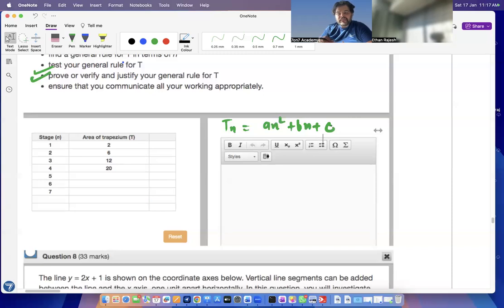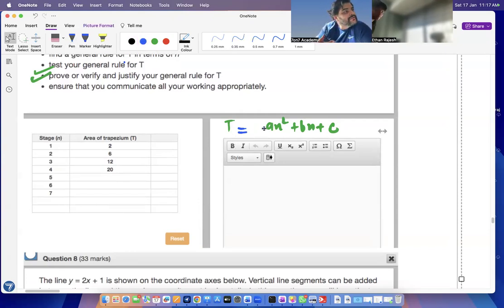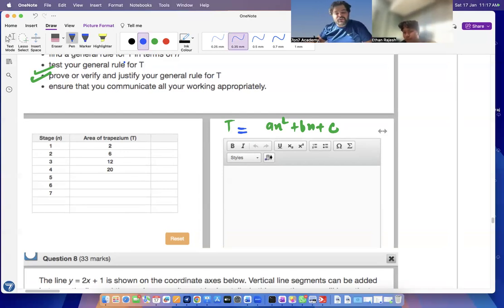Understand? Ethan, if this is the general term, what will I write here to get full marks? Ethan, can you talk about it? Yeah, sorry, sir, my parents had called me. Tell me how you will prove it and get full marks. Display it. Prove this. How will you get A, B, and C from that?